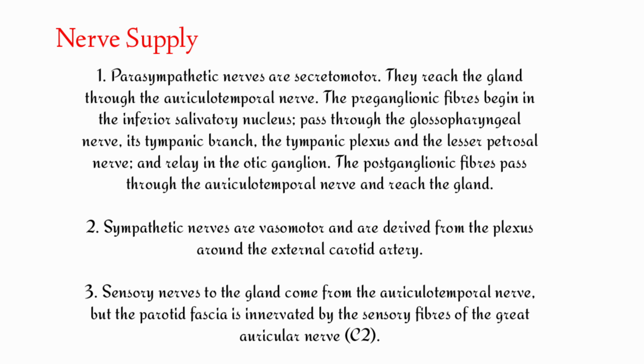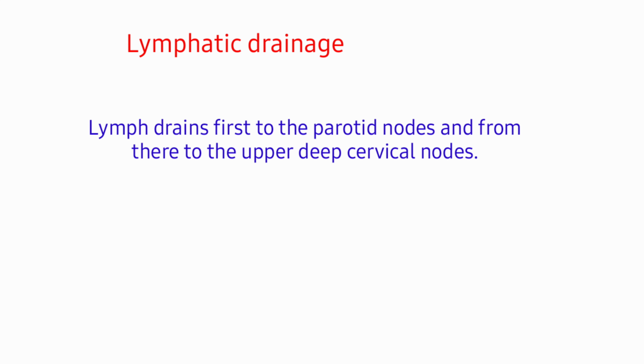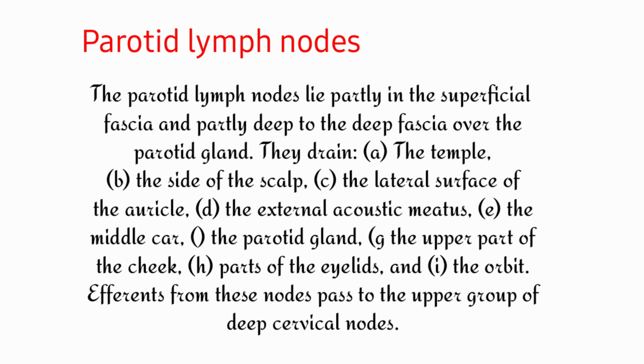The sympathetic nerves are vasomotor and are derived from the plexus around the external carotid artery. Sensory nerves to the gland come from the auriculotemporal nerve, but the parotid fascia is innervated by the sensory fibers of the greater auricular nerve. Lymphatic drainage. The lymph drains first to the parotid nodes and from there to the upper deep cervical nodes.